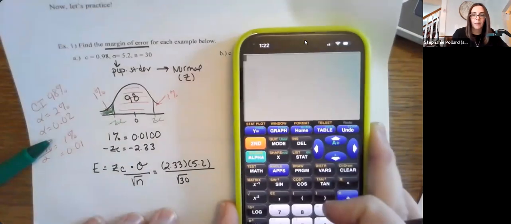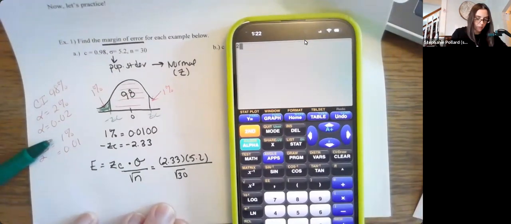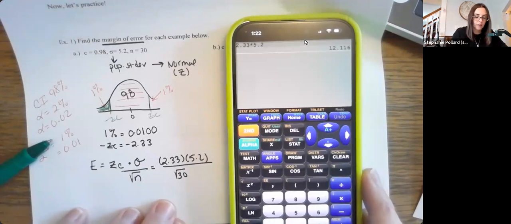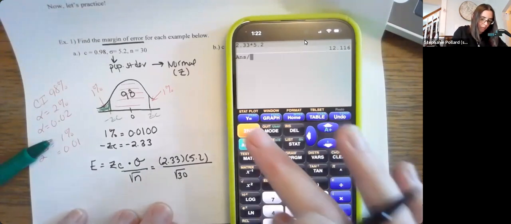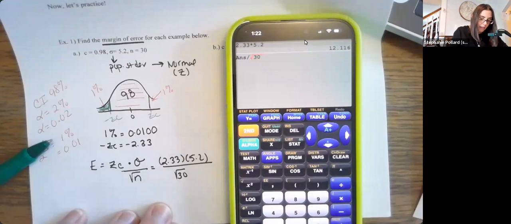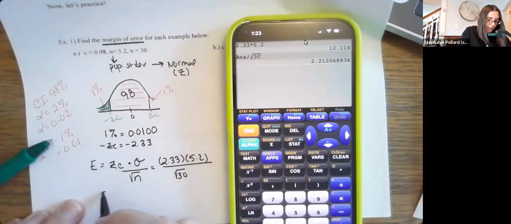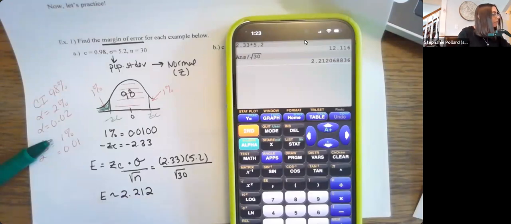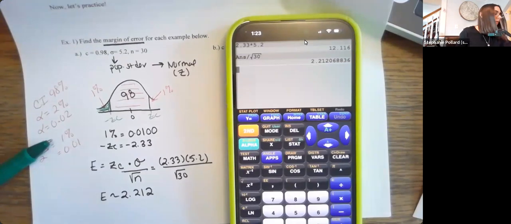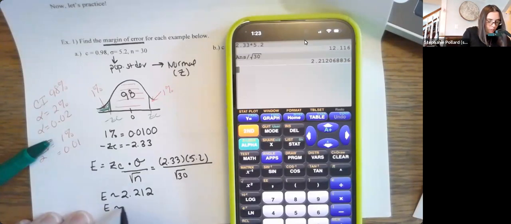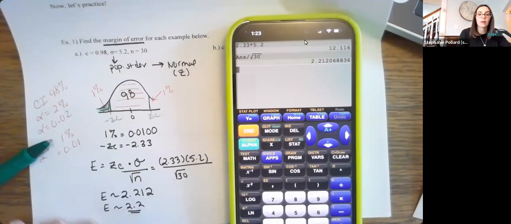All right, I just have a calculator app on my phone. So I'm going to go ahead: 2.33 times 5.2. I'm going to hit enter there, and then divide that by the square root of 30 and hit enter, and I get that my error is about 2.212. And let's see, what did I use here? It looks like most of my work is 1 decimal place, so I'm going to go ahead and stick with 1 decimal place. So we'll do 2.2 for our error.